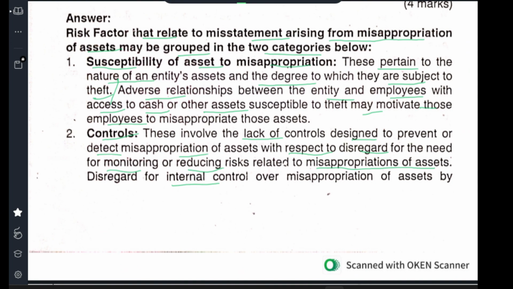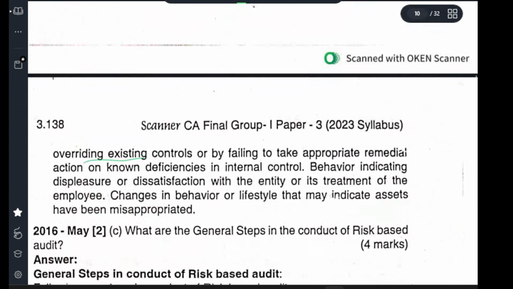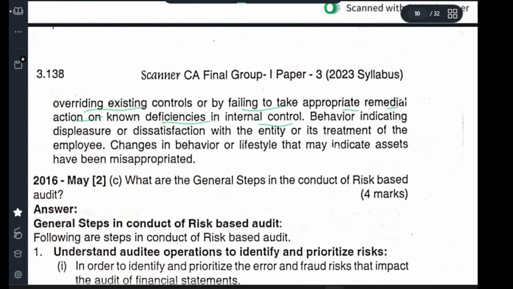And disregarding internal controls, or misappropriation of asset by overriding existing controls, by failing to take appropriate remedial action on known deficiencies in internal control. Behavior indicates displeasure and dissatisfaction with the entity and its treatment of employees. Changes in behavior and changes in lifestyle may indicate that assets have been misappropriated. Sometimes the controls are there, but some controls are being changed. Behavior showing displeasure or dissatisfaction with the entity, the treatment of employees, and change in behavior or lifestyle may indicate it.